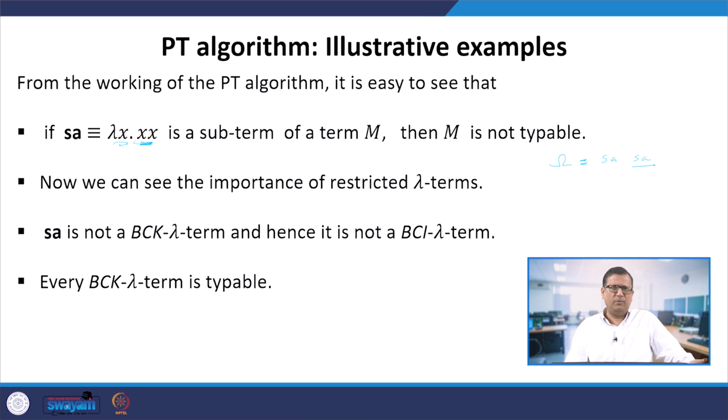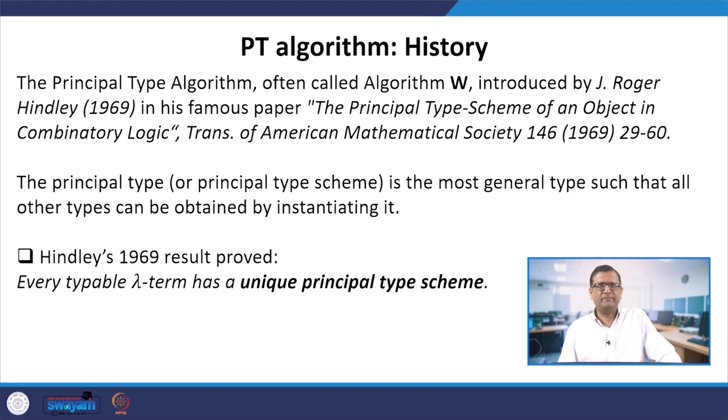And earlier we have also studied a theorem that every BCK lambda term is typeable. That means if I take a term that is in this class BCK, that means either a B combinator or a C combinator or a K combinator, or from these we obtain some terms that are in the class, they are bound to be typeable. And if that term is fed into our algorithm, it will give us the principal deduction and the principal type. Okay, now we discuss the history of the principal type algorithm.